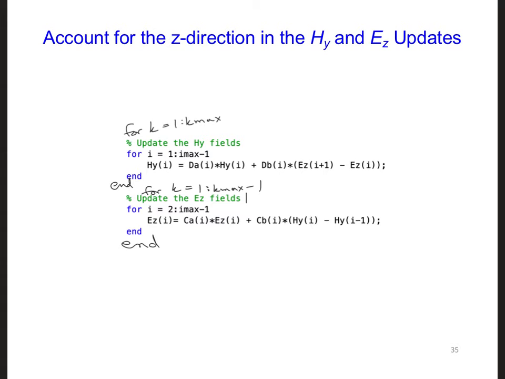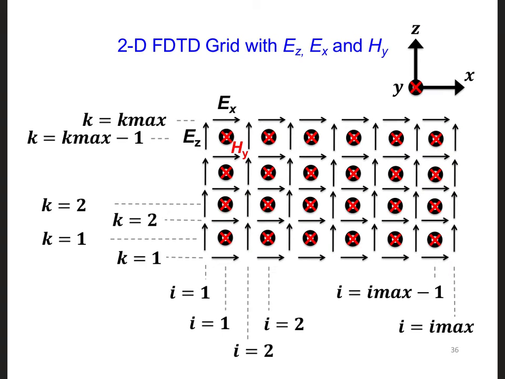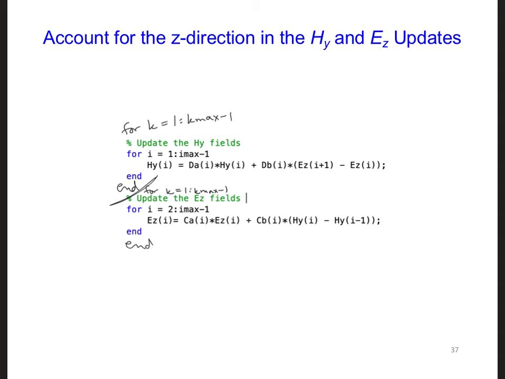Can we just add k to all these components? Or do we need some k plus 1s or k minus 1s? Well, looking at the two-dimensional diagram again, to update the HY components, we need an EZ component to the right and also to the left. These EZ components share the same k index as the HY component. As a result, both of the EZ field components in the HY update equation will have the same k index. So I put comma k here, and here, and here, and right there.